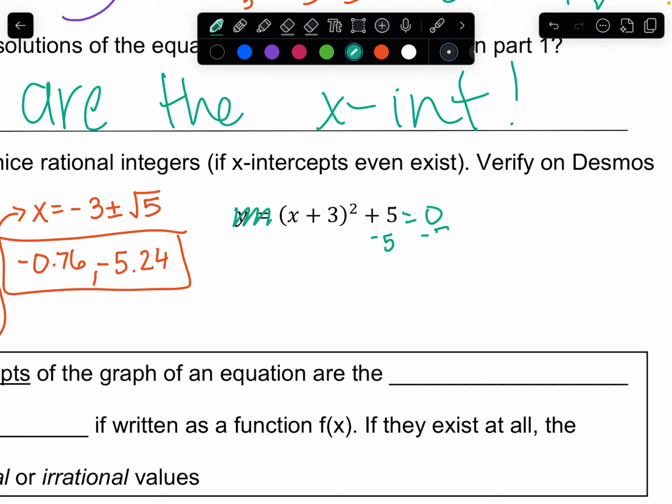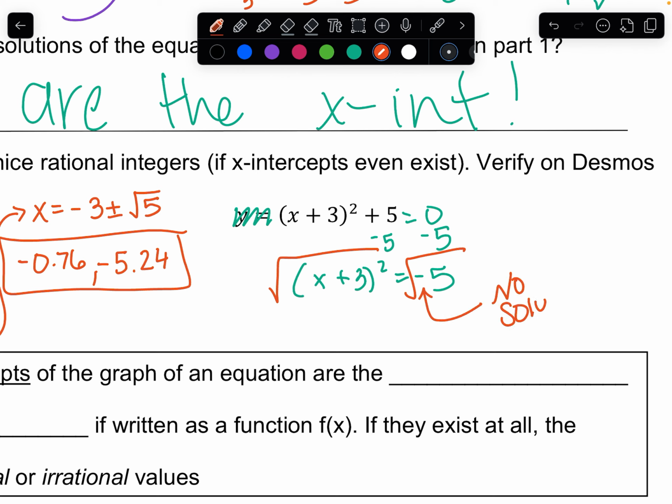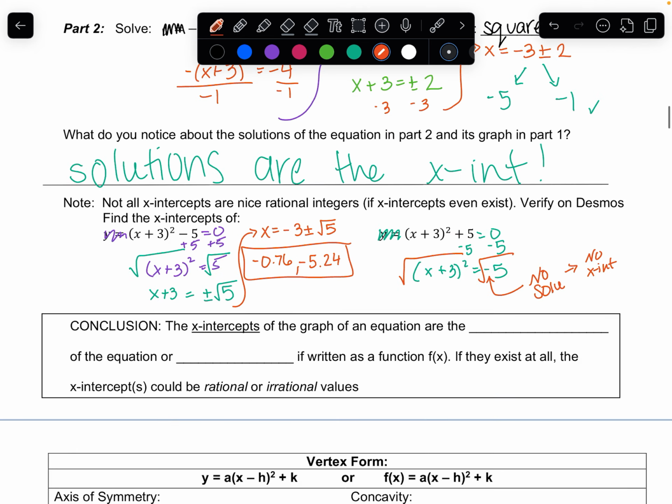Now when we subtract 5, we get this equals -5. And then when we square root, we have the square root of a negative, so we get no solution, which means that there are no x-intercepts. And that ties in with our discriminant that we talked about in our previous unit.